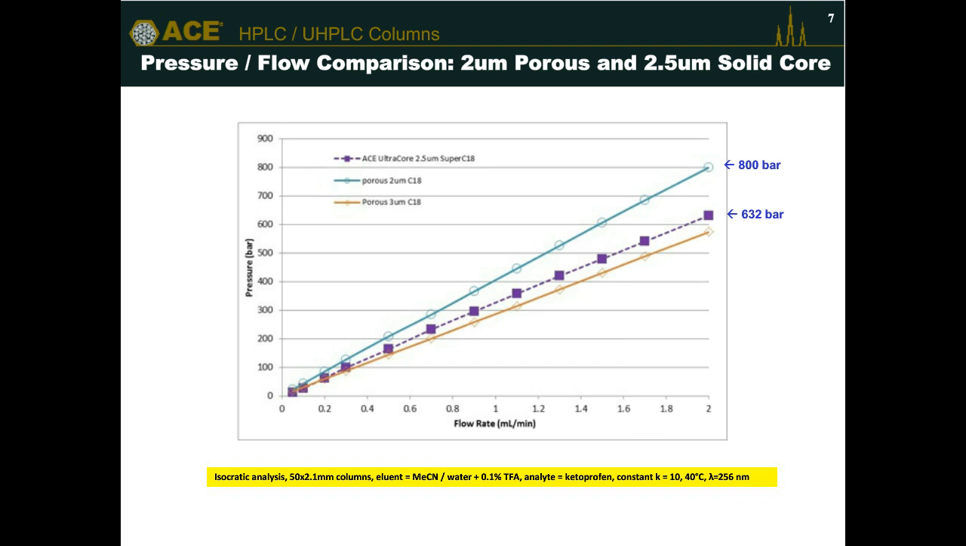So we can say these 2.5 to 2.7 micron particles generally provide similar efficiencies to their fully porous sub 2 micron counterparts. However, they give you lower back pressure. And that's the take-home message. We can use these columns on our HPLC systems. And there are still many, many HPLC systems in use. Not everyone owns UHPLC systems.